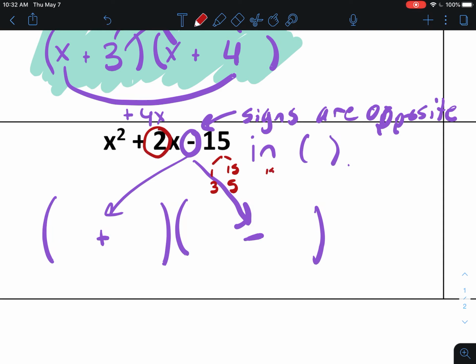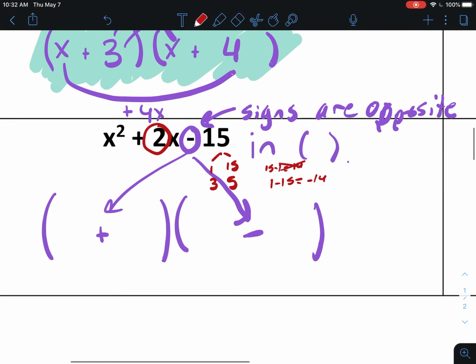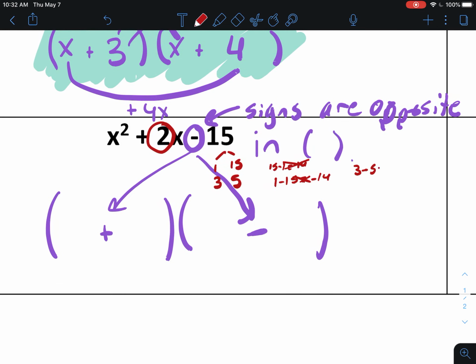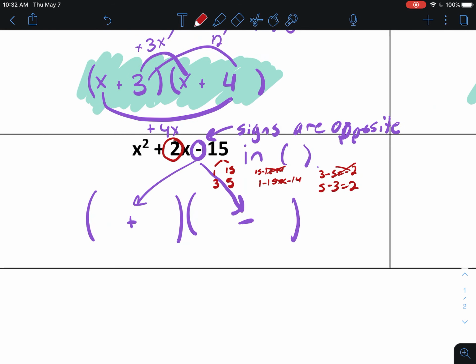So if we're looking at this, 15 minus 1 would only give us 14. That's not positive 2. 1 minus 15 would give us negative 14. So that's not what we're looking for. 3 minus 5 would give us negative 2, which is close but no cigar. 5 minus 3 is 2. So then looks like 5 and 3 are what we want. So then we fill in our x's here. We say we want negative 3 and positive 5. So positive 5, negative 3, and then this would be our solution.